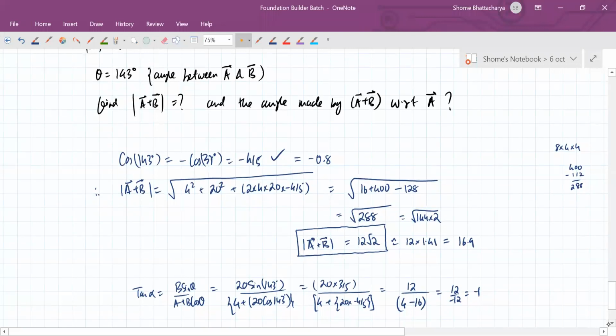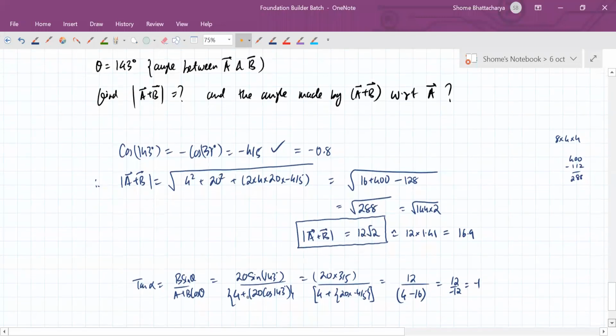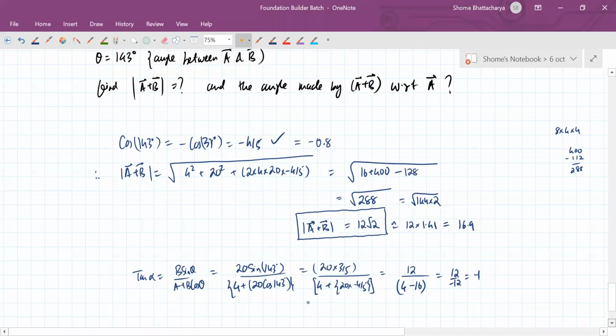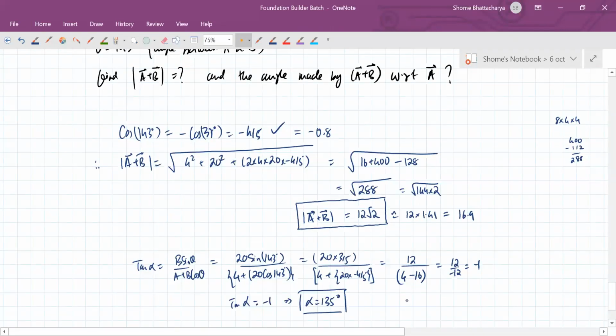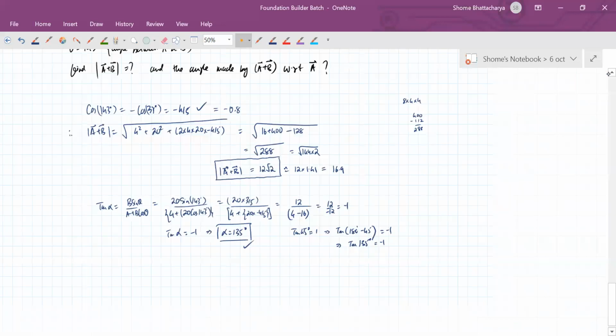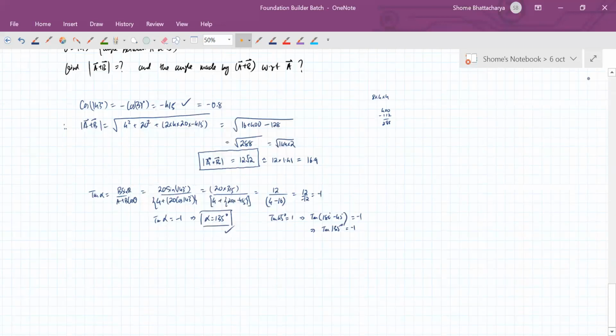Okay, so now you know that tan alpha is minus 1. This implies that alpha is 135 degrees, because tan 45 is 1. So tan of 180 minus 45 is minus 1. So tan of 135 degrees is minus 1. So using that, this is the complete solution of this question. Please go over it step by step and make sure you understand everything.